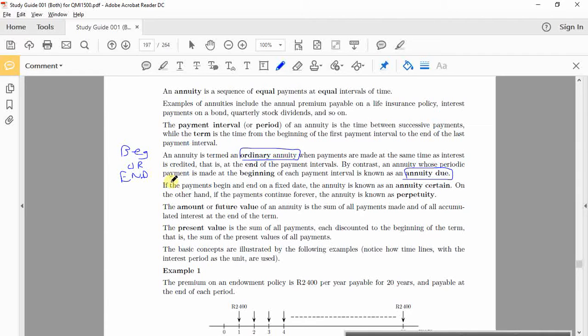So when do I use begin mode? Begin mode is when I have annuity due. Ordinary annuity is end mode. So you just change the setting on your calculator, that's all, to begin or end depending. And obviously that's the BEG or END. Where is it? There it is, the second function.